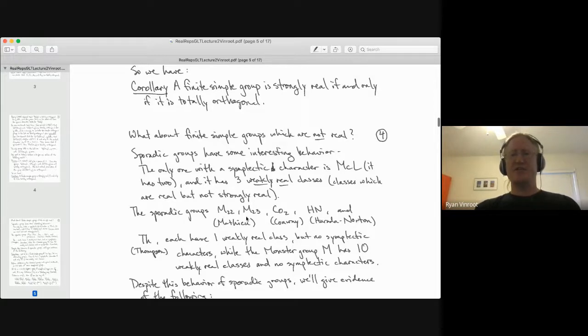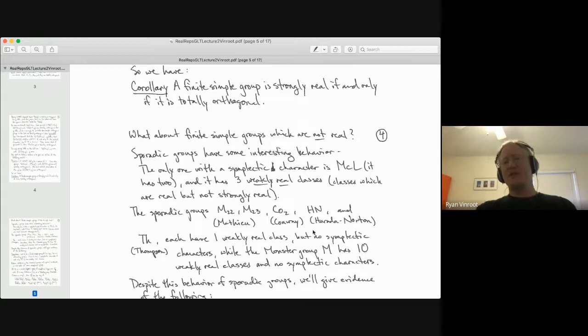So these couple of Mathieu sporadic groups, the second Conway, the Harada-Norton group, the Thompson group, these each have 1 weakly real class but no symplectic characters at all. And then the monster group, of course, always the troublemaker. The monster group has 10 weakly real classes and no symplectic characters.